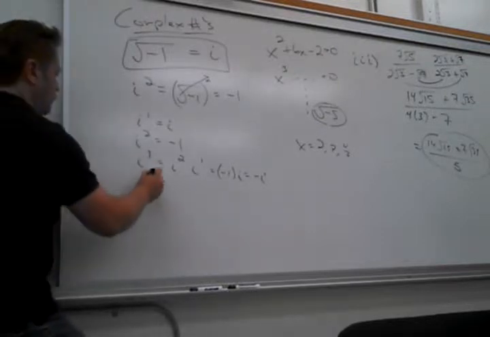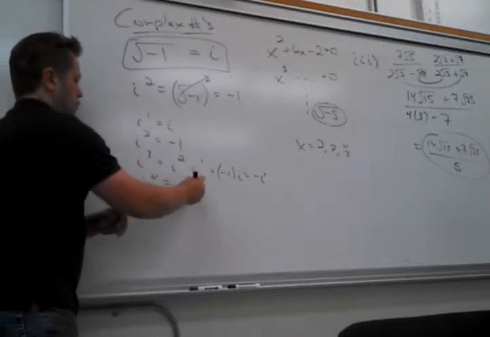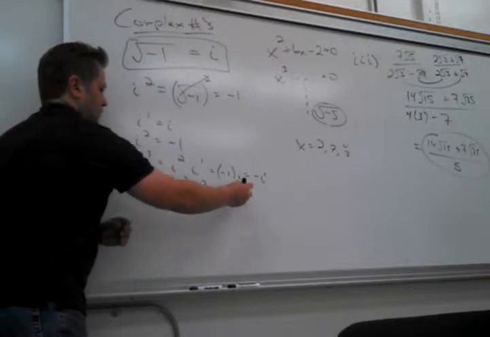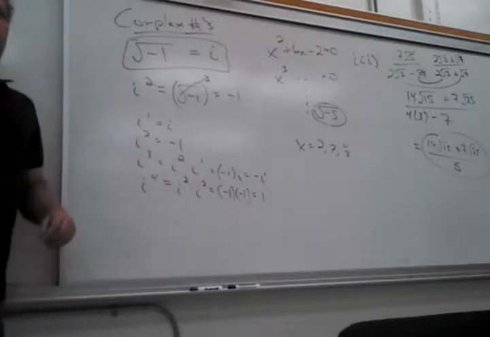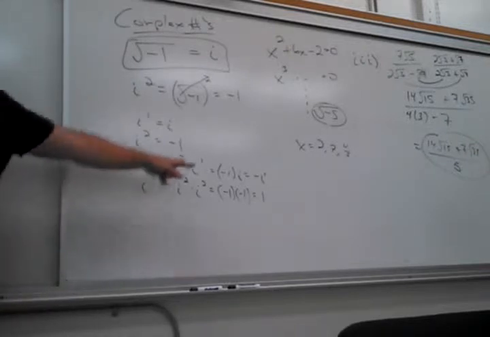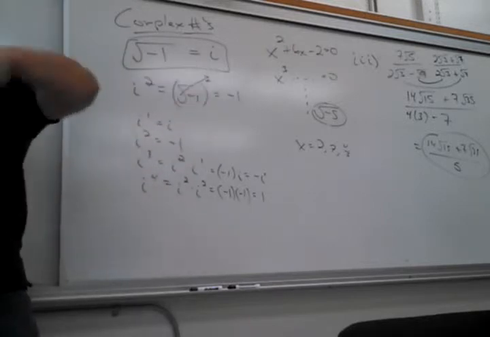So what was I to the 4th? Who's got a suggestion how to do that? I love it. I squared times I squared. What's I squared? Negative 1. So negative 1 times negative 1? 1. And then it kind of starts over again. I to the 5th would be I. It's I to the 4th times I. It kind of cycles through this.